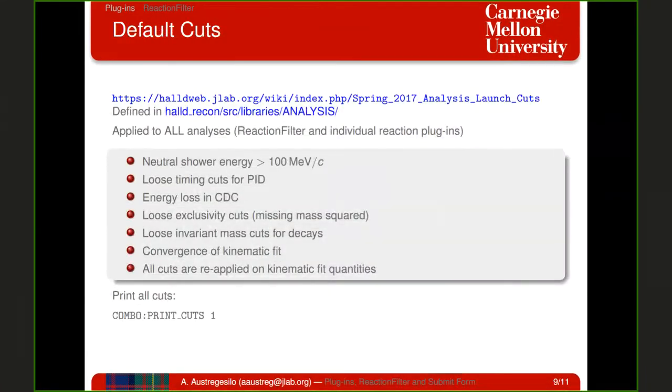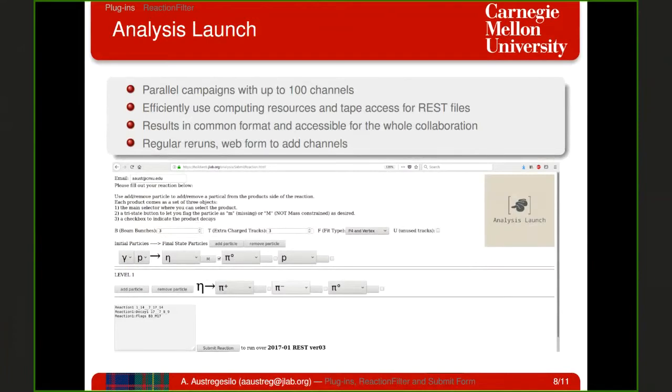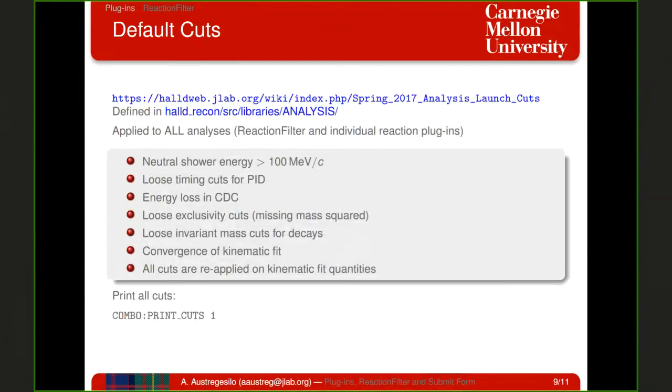Okay, just a few words on default cuts, but this is mainly for reference, and you can just click on the links and look here. So a few of the standard cuts are really applied for all the reactions. Doesn't matter what you do. You did not specify any cuts here because they're already defined for you. These are cuts on the minimal shower energy, which has to be 100 MeV. There's some PID, there's exclusivity, invariant mass cuts for if you specify a special decay, and these things.